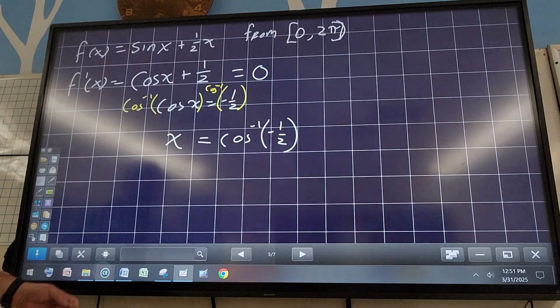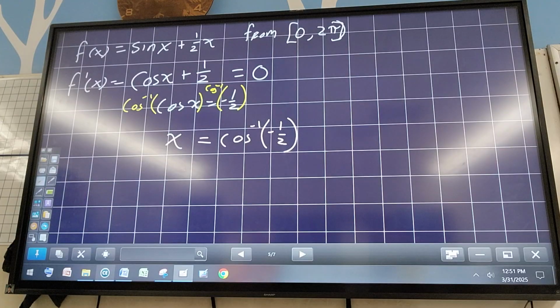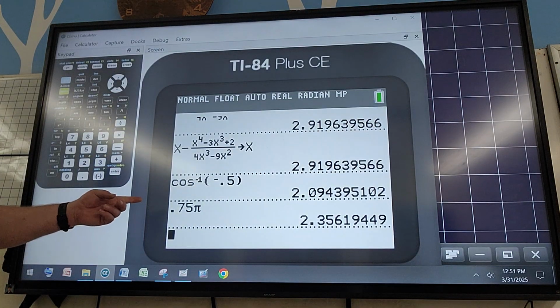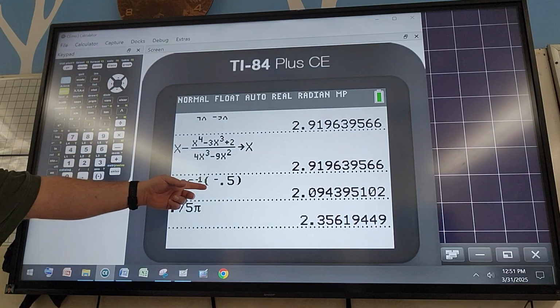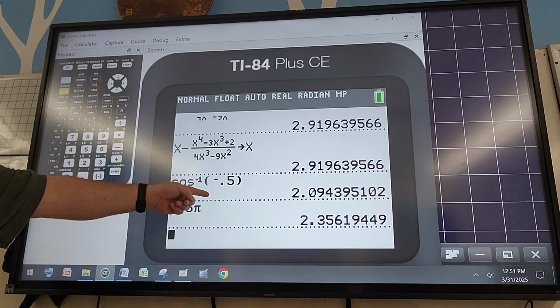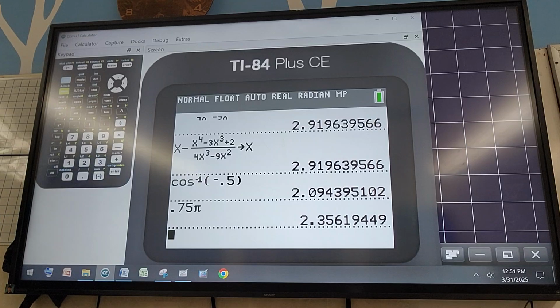2.094. The problem is we need our second value. We know that there's 2 here. How do you find the second one? You plug in the other one and. Into what? We didn't plug in anything to this one. We just said the inverse cosine of -1/2. This has an infinite number of answers. How many is it going to give you? 1.